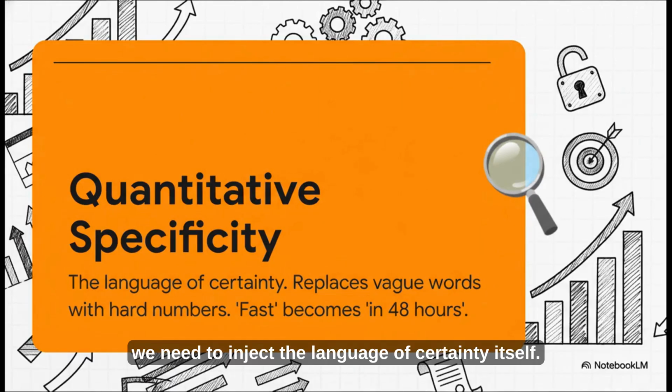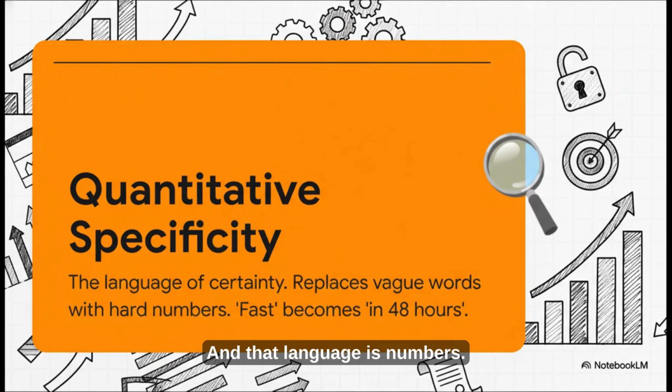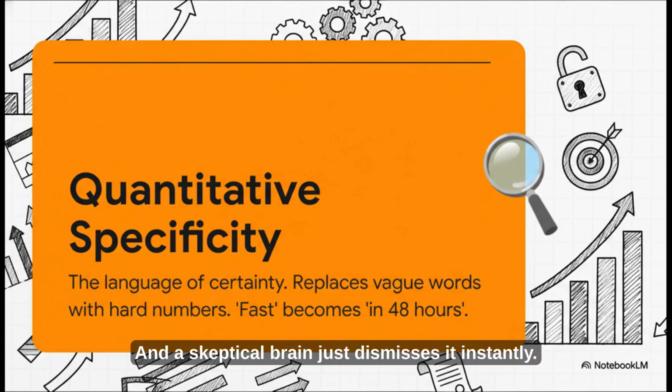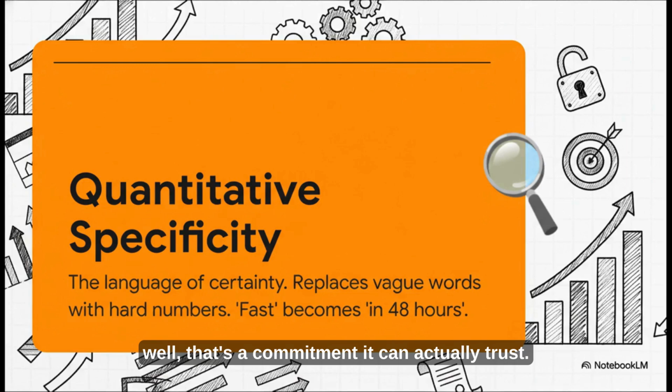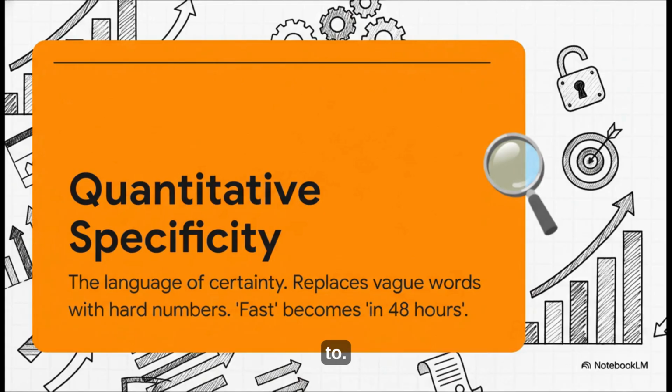Next, we need to inject the language of certainty itself. And that language is numbers. Vague words like fast, more, or better. That's marketing fluff, and a skeptical brain just dismisses it instantly. But numbers are the language of contracts. They're precise. They create a clear picture. Fast is a guess your brain has to work to figure out. In 48 hours, well, that's a commitment it can actually trust. Numbers build conviction because they're measurable and unambiguous. They give the brain something solid to hold on to.